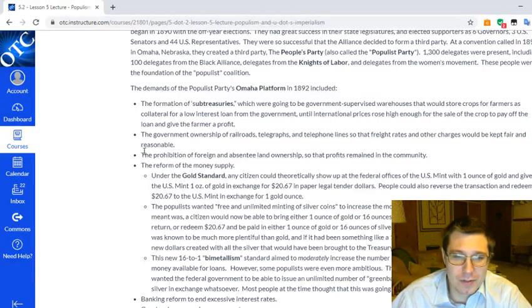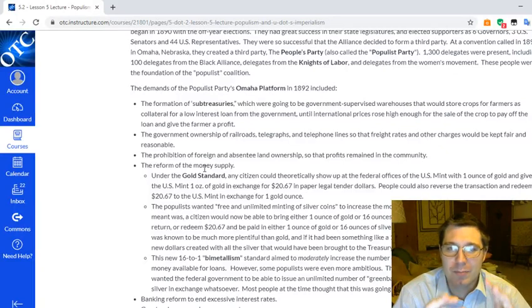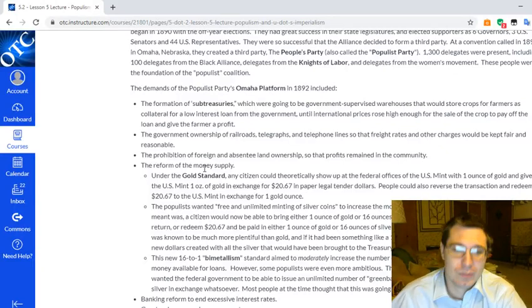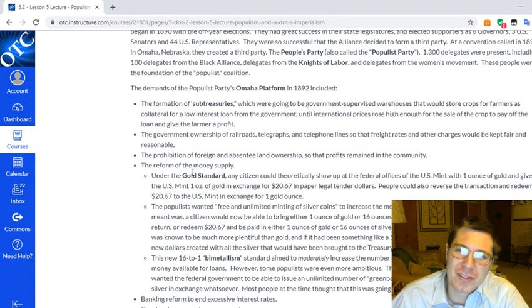Populists also proposed the prohibition of foreign and absentee land ownership so that profits remain in the community and land ownership remained in the community. They proposed to reform the money supply. This reform of the money supply was probably the biggest part of the populist platform, the one that they focused on the most. The reason it was so important to people is it really determined how easy it was to get a loan and how hard things were for debtors, people who were in debt.